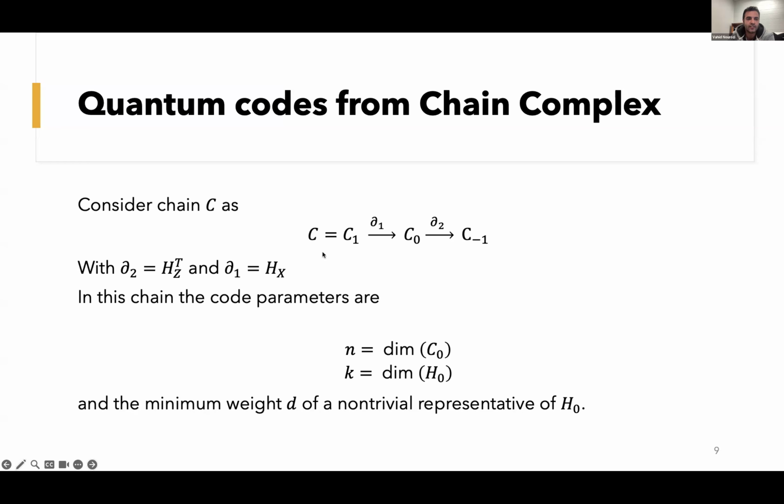Delta 1 is the HX matrix, the parity check matrix of the Z check, and delta 2 is HZ transpose, the Z check matrices for quantum codes. The number of qubits is calculated by the dimension of the main category of the chain complex, and the dimension K is calculated by the dimension of the homology.